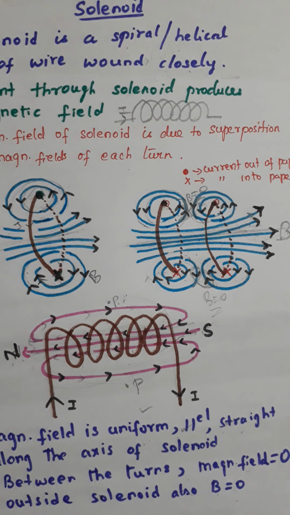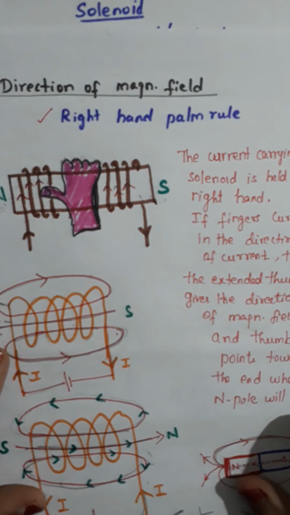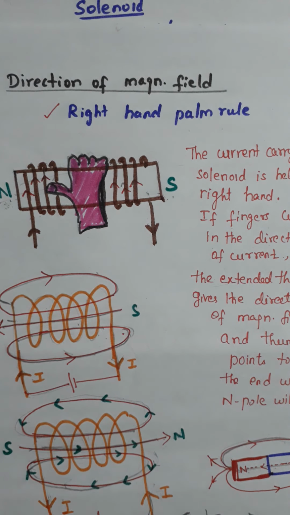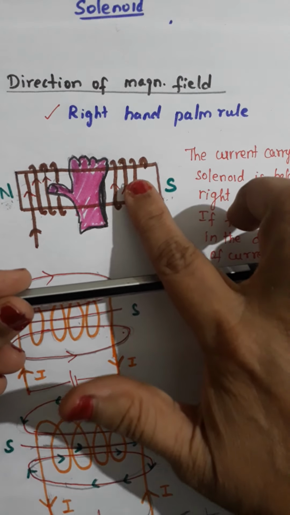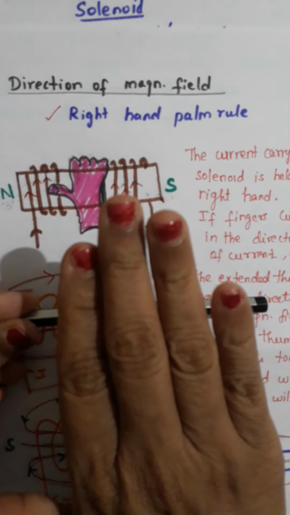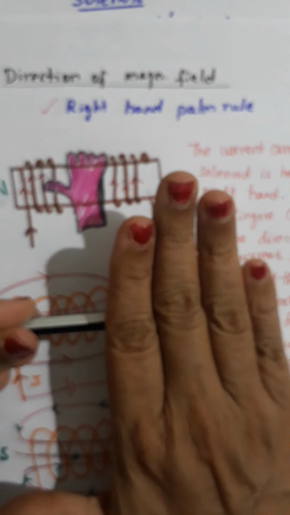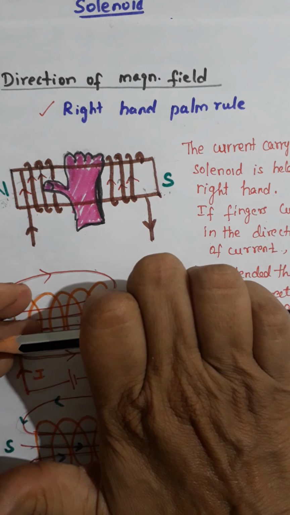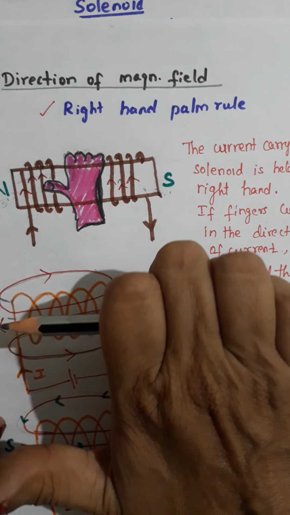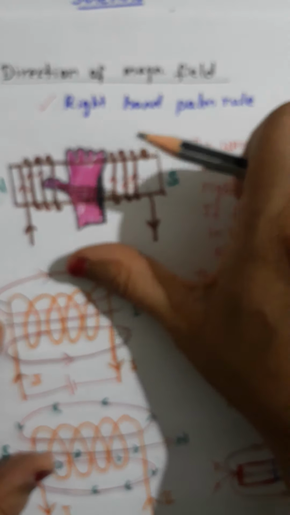Next, we are going to find the direction of the magnetic field, right children? To find the direction of the magnetic field, we use the right hand palm rule. For that, imagine this to be the solenoid. You have to hold the solenoid with your right hand. You see the current direction is up, and I am also keeping my fingers up. You have to make a grip of the solenoid, that is, curl the fingers in the direction of the current. Now this extended thumb gives the direction of the magnetic field.